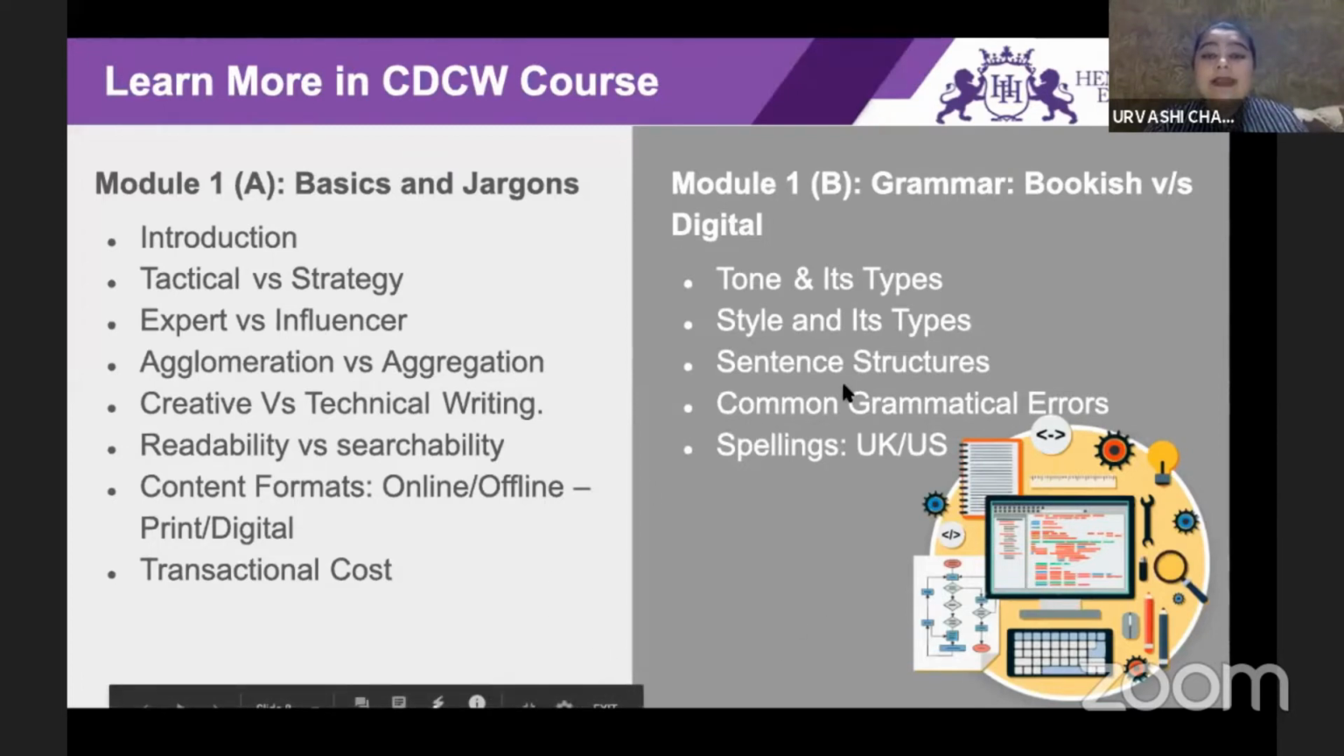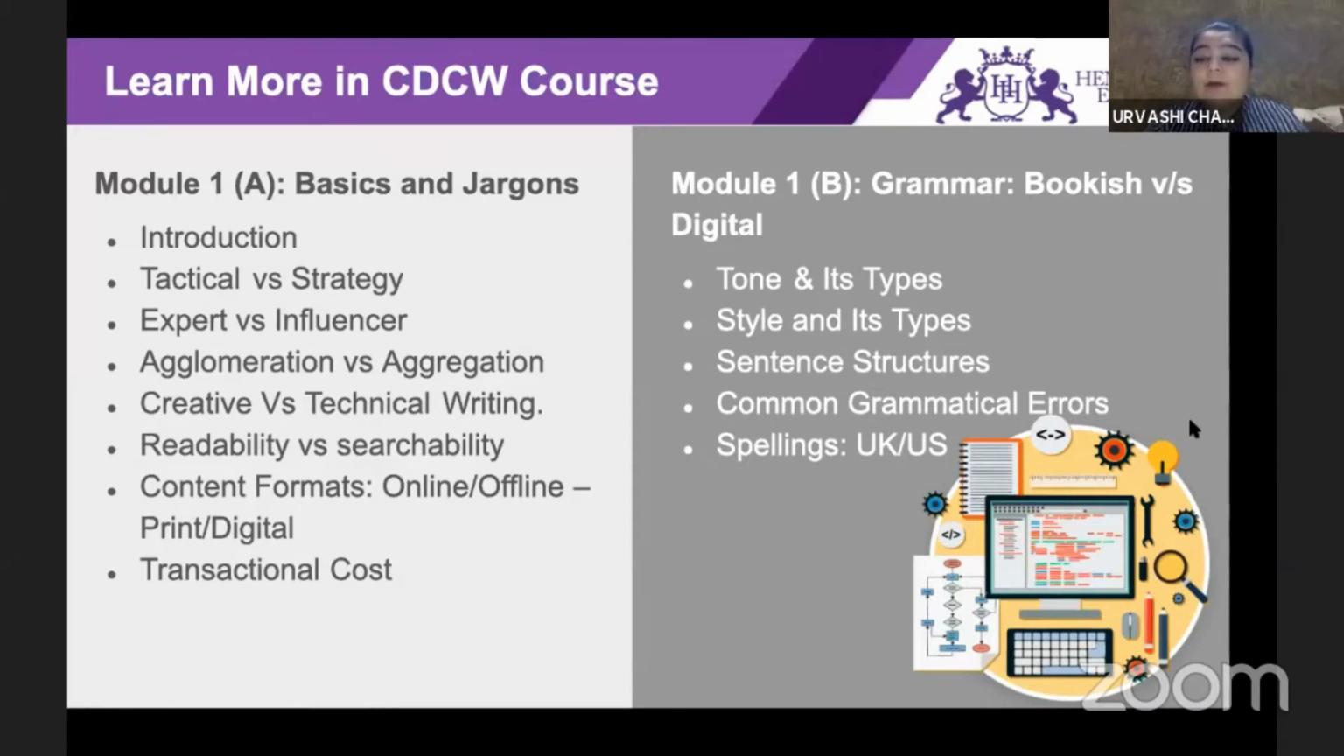and the grammatical errors that we'd be highlighting here refer typically to the spelling difference between the UK spelling as well as the US spelling. This is quite common because we are reading everything on the web in the US spelling, whereas in India, the English that we follow is the UK English.